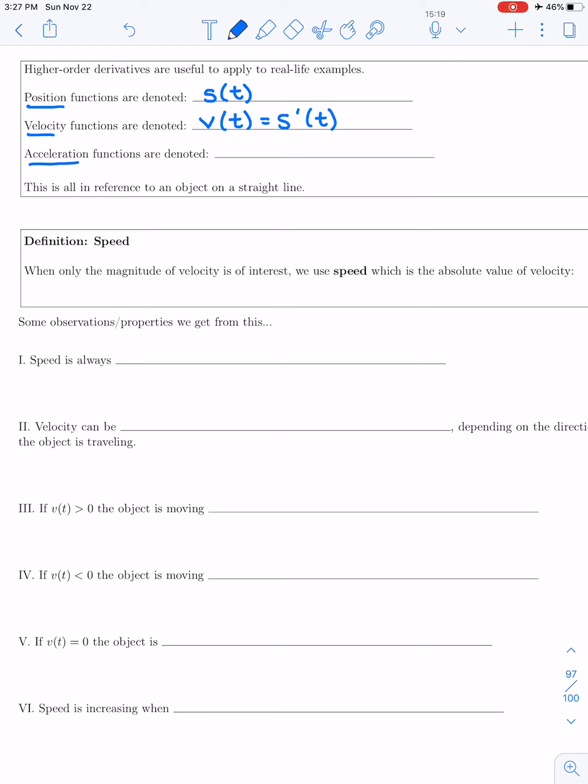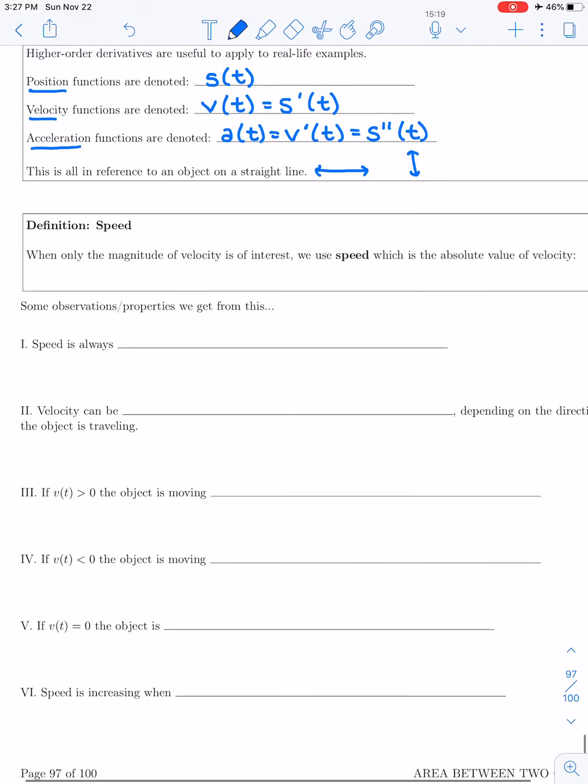Acceleration is an A of t. You can find it by doing the first derivative of velocity, or the second derivative of position will give you acceleration. And we're going to talk about what these mean when we get into some real life problems. But these are all in reference to objects on a straight line. We want to remember straight lines can be horizontal or they could be vertical.